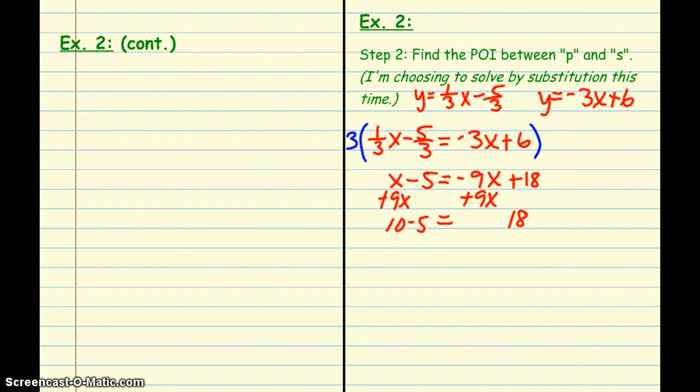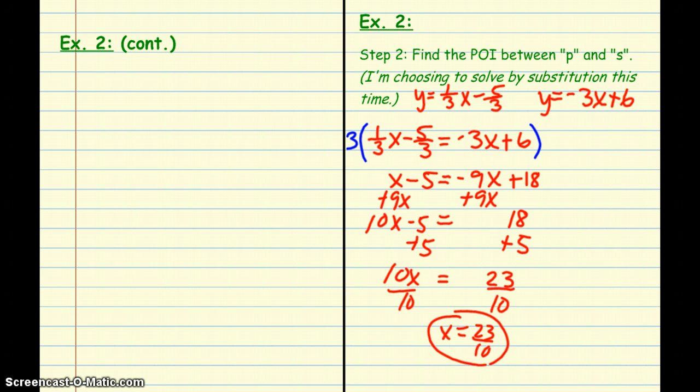Oh, I forgot that darn x. Okay, 10x minus 5, and now I'm going to add 5 to both sides. So I get 10x equals 23, and divide by 10 to get x equals 23/10. Now from here, this isn't our complete point of intersection. We do need to find our y value. So we're going to take this 23/10 and put it into one of our equations. And I'm just going to use the second one.